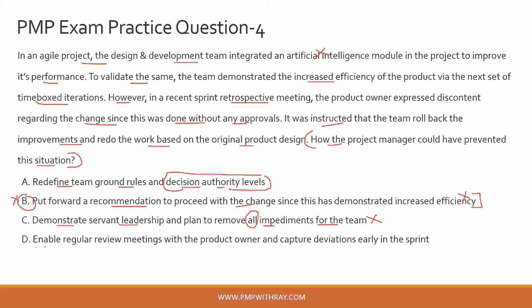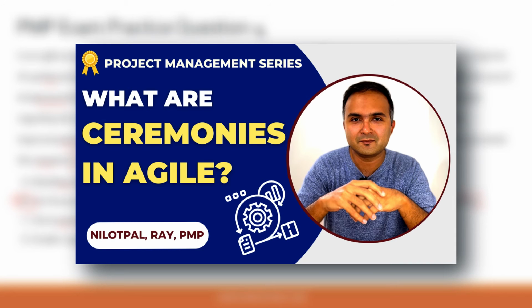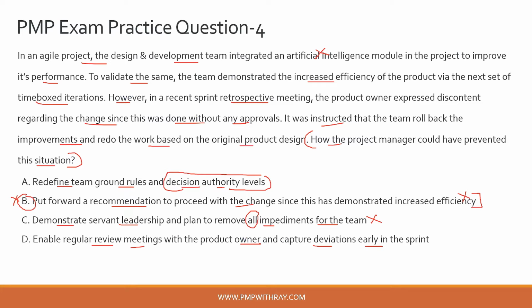Finally, option D, enable regular review meetings with the product owner and capture deviations early in the sprint. Okay, so now we are talking. So what option D is mentioning is, as a project manager, you enable regular review meetings, and these are often called sprint review meetings, right? Again, please refer back to my video on agile ceremonies and you will be knowing what is the structure of a sprint review meeting.